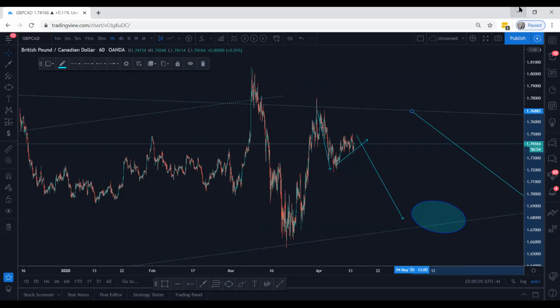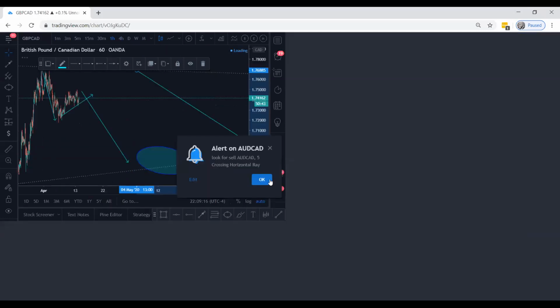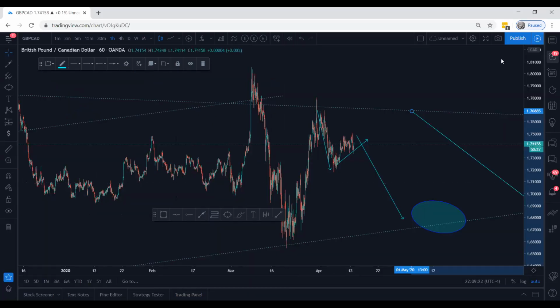It looks like USD CAD, right? I'm sorry? It looks like USD CAD. It was GCAD. Someone marked it up earlier. My alert keeps going off for USDCAD.